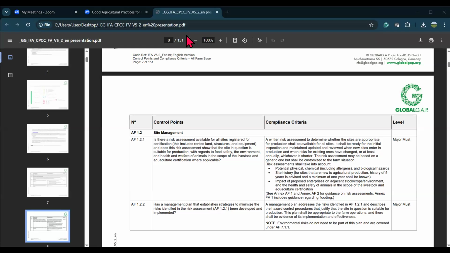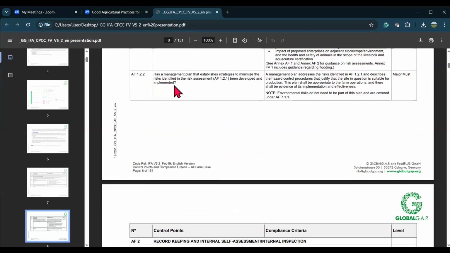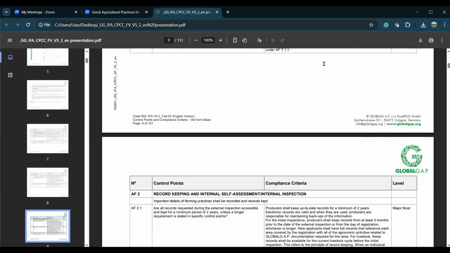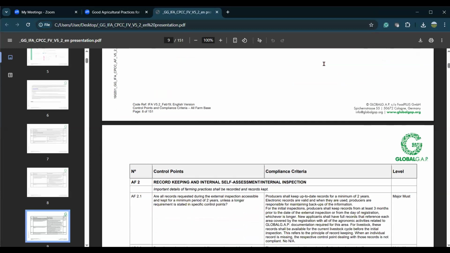Okay, so that explains site management. Now, if we move to record keeping, I'm moving to record keeping and self-assessment and inspection and internal inspection.